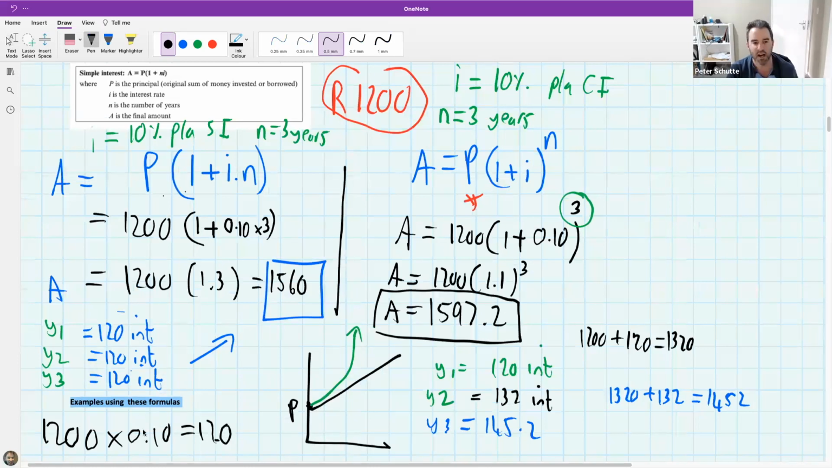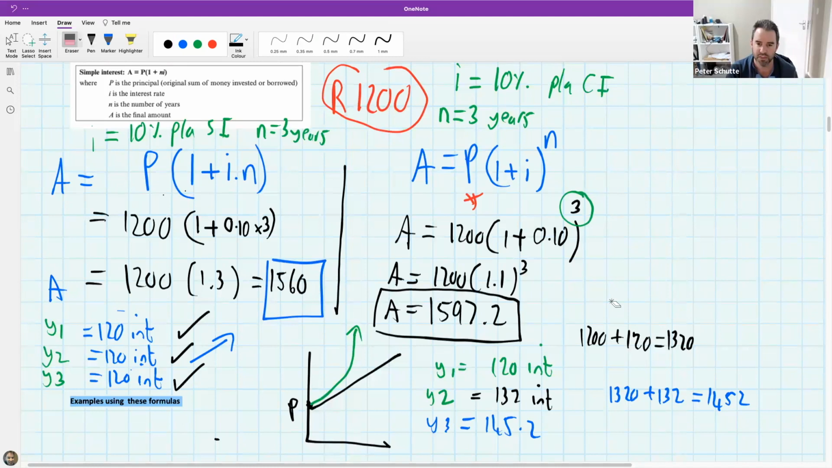So I'm just taking 10% of the original. Good question. Does that make sense a bit? Yes, sir, it does. And then it goes 120, 120, 120 is the 10% of the original. Whereas with this one, I started with 120, but then in the second year, I actually added that 120 to the 1,200. And then I took 10% of that. And what's 10% of this? Well, it's going to be 132.